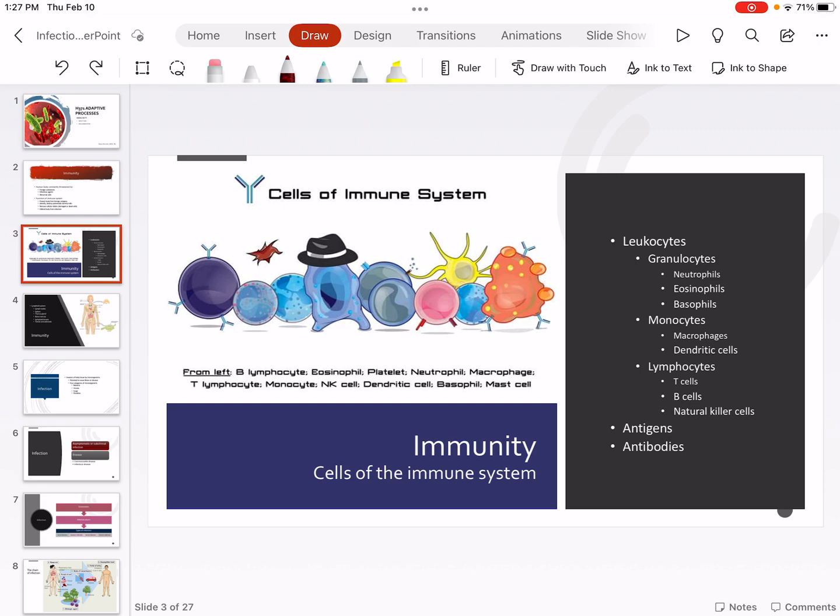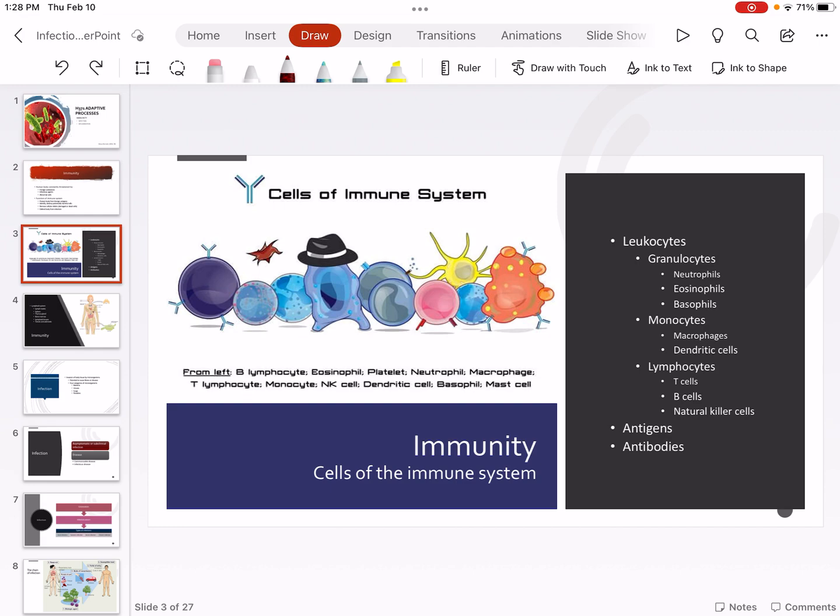Lymphocytes are the principal effector and regulator cells of specific immune response to protect the body from microorganisms, foreign tissue, and cell mutations or alterations, so they protect the body. Those consist of T cells, B cells, and natural killer cells. And then there are antigens, and those are agents that provoke a specific immune response when introduced into the body.